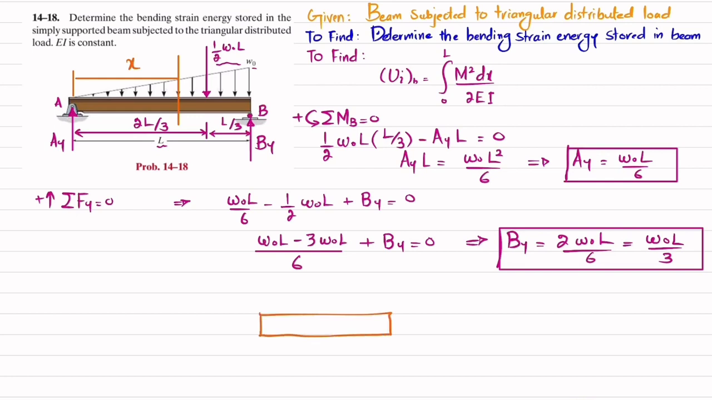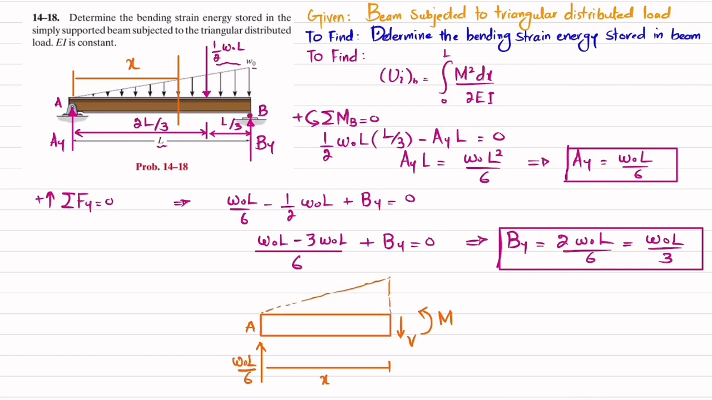This is the beam, clear? This is point A where you have AY, and that AY was W0 L over 6. This is the length X where you cut the beam, and when you cut the beam, you will have a shear force V acting, and you will have a moment M as well. And you can see you have a triangular load as well at this point.